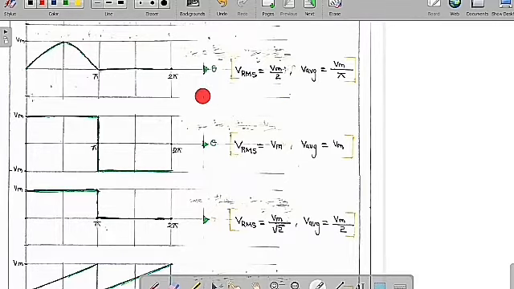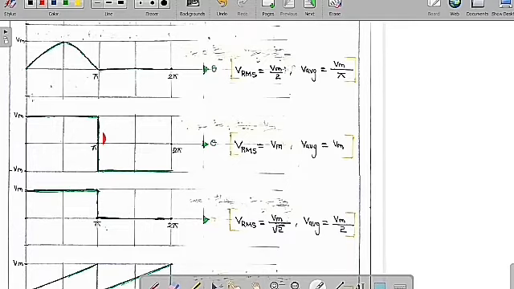If any signal is half of the previous signal, then the average value is half of the old value and the RMS value will be 1 by root 2 times the old value.